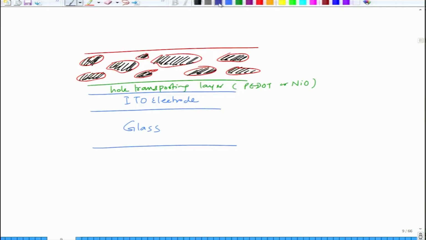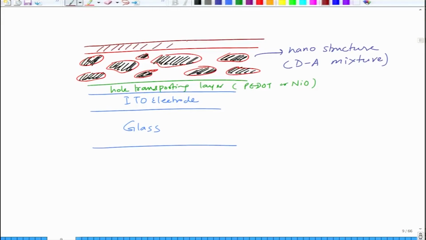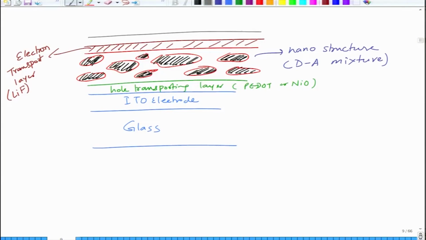You can say we have a nanostructure, a donor acceptor mixture. Then on top we have an electron transporting layer. This is only to ensure that only electrons cross through this layer. This could be something like lithium fluoride, and then on top we have the electrode, which is aluminum.